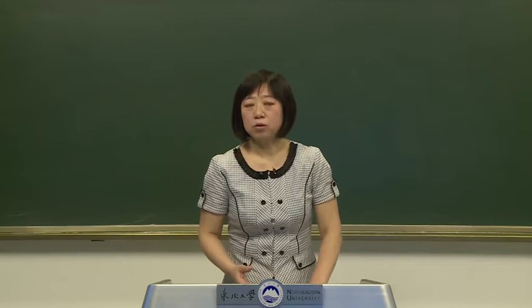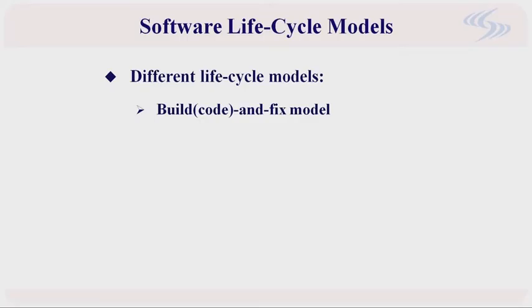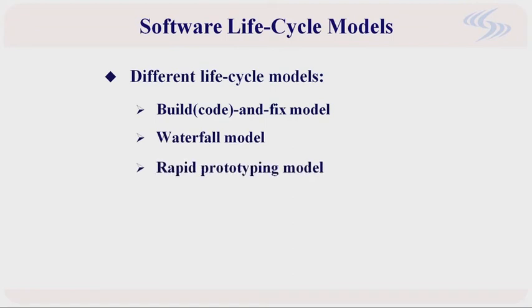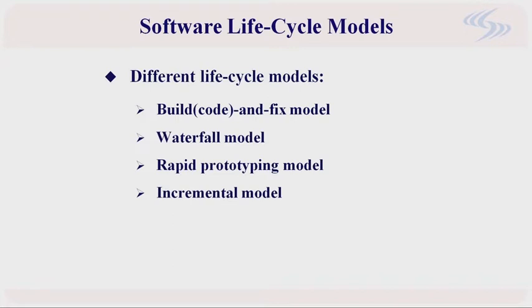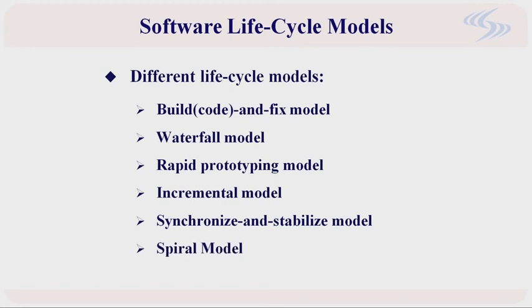So what are the software lifecycle models? Actually, there are quite a few software lifecycle models. Due to the limitation of time, we are going to learn the build and fix model, also called the code and fix model, waterfall model, rapid prototyping model, incremental model, synchronize and stabilize model, spiral model, and UML model.